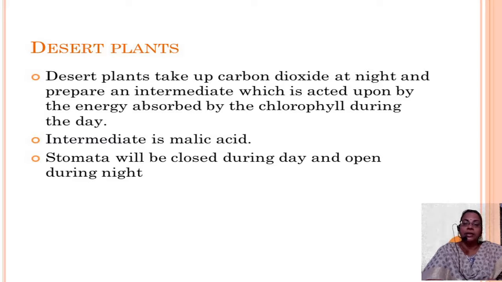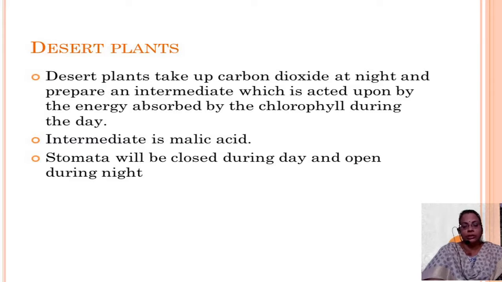Then in the daytime, the stomata will be closed, and this intermediate compound will be converted into starch. Okay, it will be converted into starch in the daytime. So this is the alternative method. Why they are doing it this way is to reduce the maximum amount of transpiration. So stomata will be closed during the daytime and open during the night. So the evaporation will be less, because the intensity of the sunlight will be less. The temperature also will be reduced. So in that way, they can minimize the transpiratory loss.